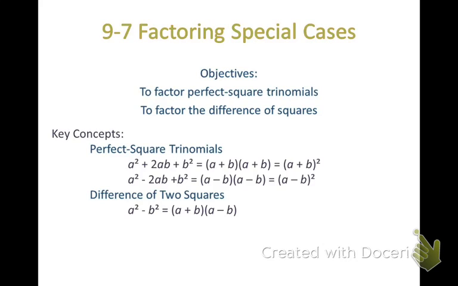All right. Today is lesson 9-7, factoring special cases. We are going to factor perfect square trinomials and factor the difference of squares. The perfect square trinomial we have in the key concepts is a squared plus 2ab plus b squared equals, and then you split them apart and it will be a plus b and a plus b.